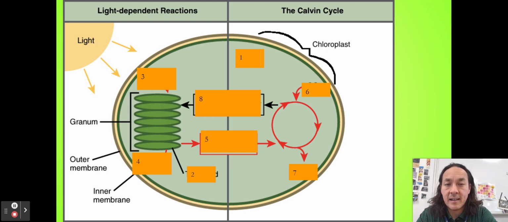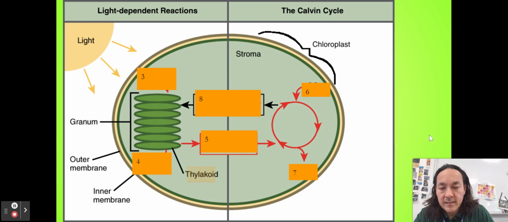On your test, I will give you a word bank, and then we will mutate the model as well. But you will have a word bank. So I'm looking at it. Let's go ahead. Number one, this is the stroma, the liquid in here. Number two, that's a thylakoid. So we're looking at the structures.